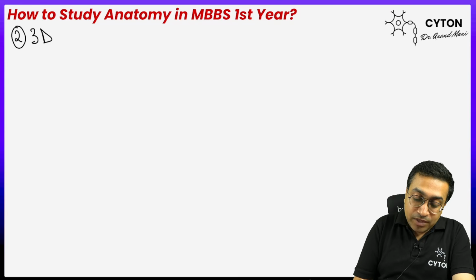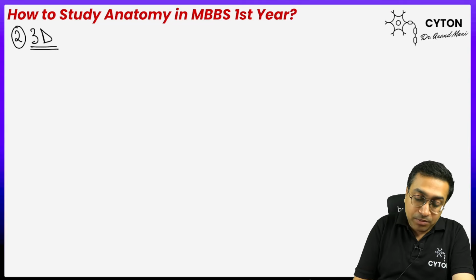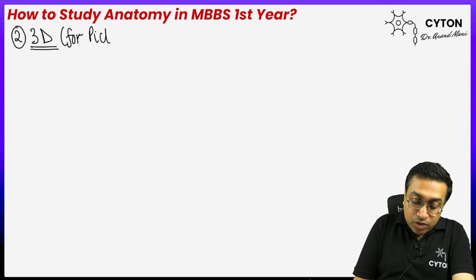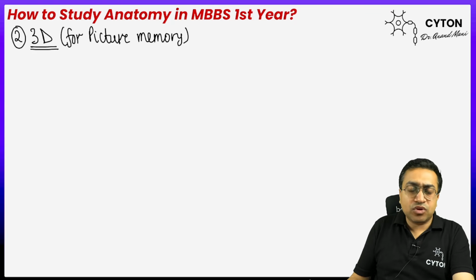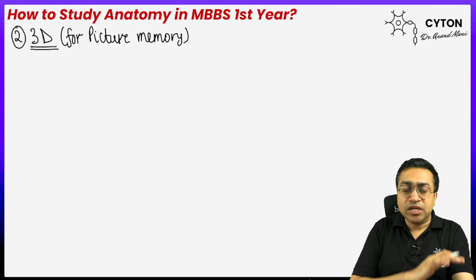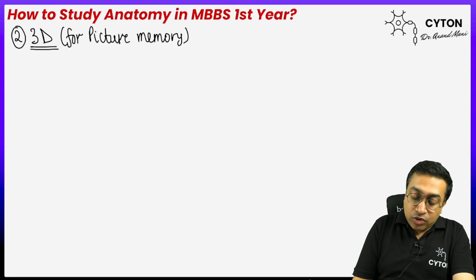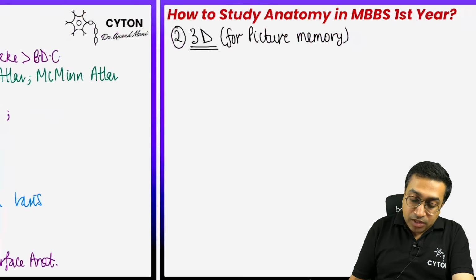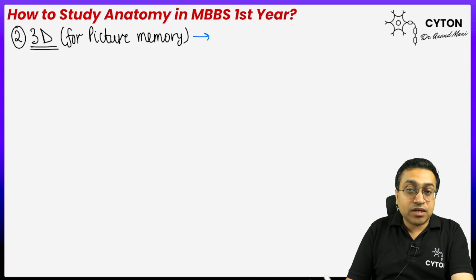Now, there are so many 3D apps, specifically for picture memory I'm talking about, because anatomy is all about images. The more images you build in your mind, either through Gray's Student Edition, Netter's or Macmin's, or 3D applications, the better and longer you will remember anatomy. So talking about 3D pictures for picture memory, we have certain apps.